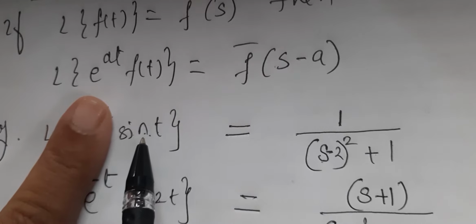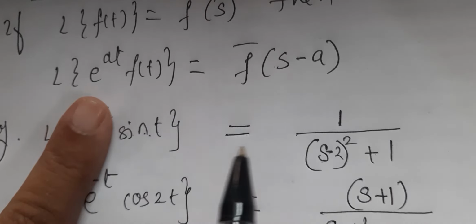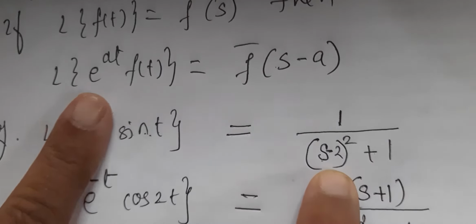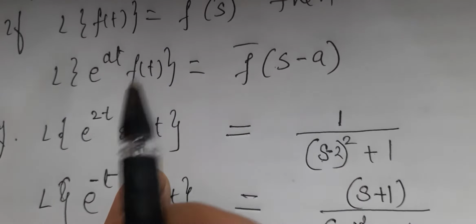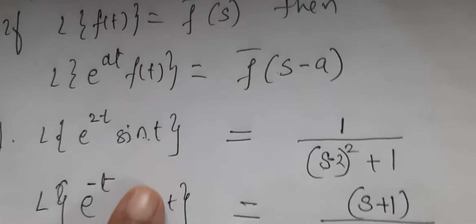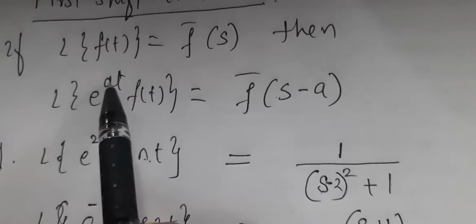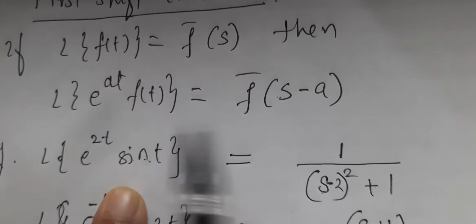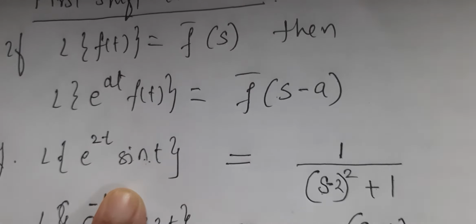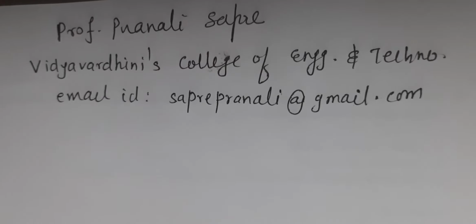Now what is Laplace of sin t? It is 1 upon s square plus 1. Then in place of s, we will write s minus 2. That is, find Laplace of f(t), which is f bar s, and in place of s, we write s minus a. This is our a. So here find Laplace of sin t, and in place of s, we will put s minus 2. That was our first shift theorem.